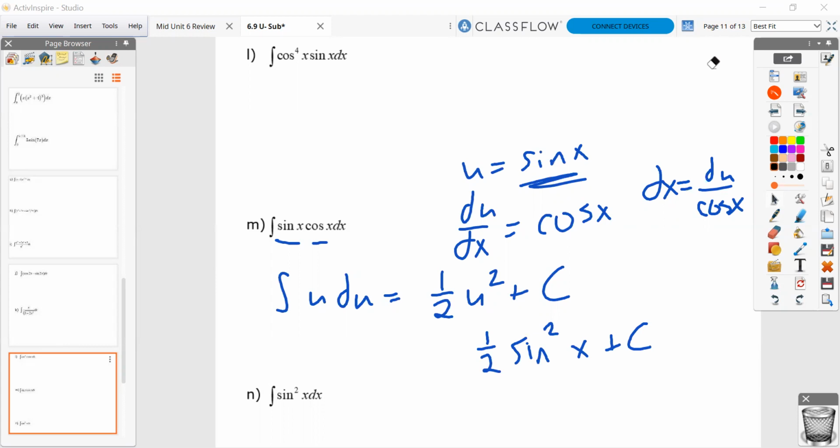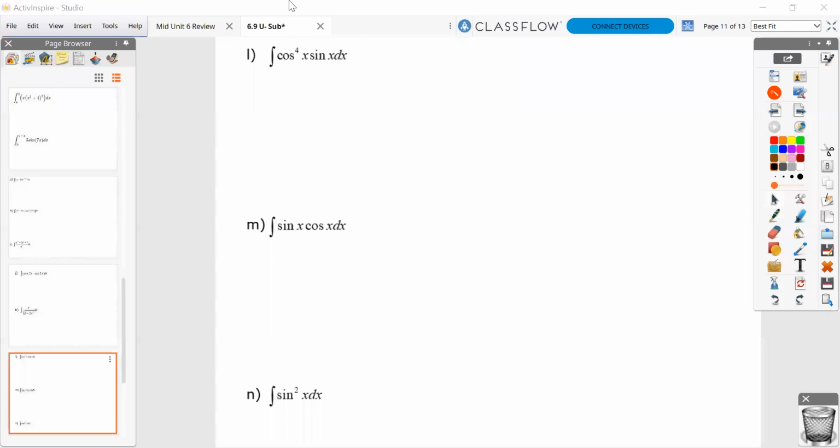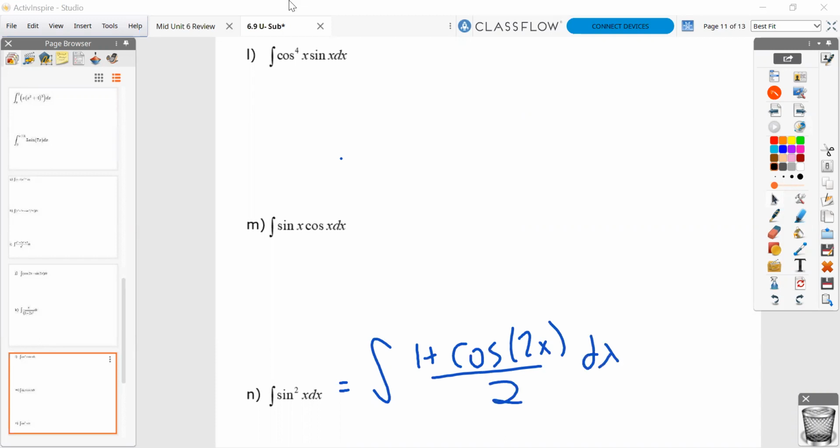Now, the last one is using a bit of an identity. And this isn't one that we've talked about a whole lot, so I don't expect us to have this one memorized. We actually have an identity here that says the sine squared of x is equal to 1 plus, I think it's plus, the cosine of 2x over 2 dx. Oh, sorry, it's actually minus. I'd hate to lie to you. It's a minus.